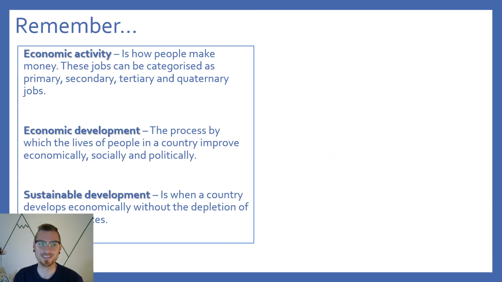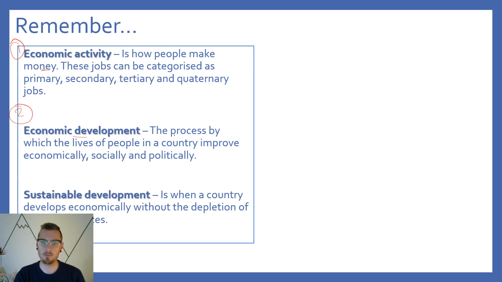Okay, a couple of things to throw in there before we wrap up. Probably got about 10 more minutes left. Three key phrases I don't want you to forget, because these may appear in the 16 marker and you may want to use them to improve your answer. One, economic activity. Remember, this is how people make money, and these can be primary, secondary, tertiary, and quaternary jobs. Don't know those? Go away, revise them.